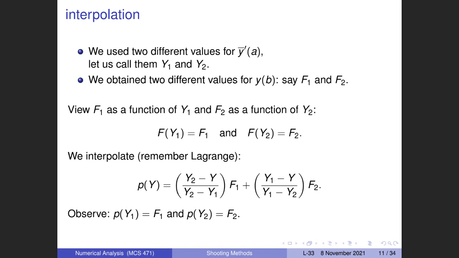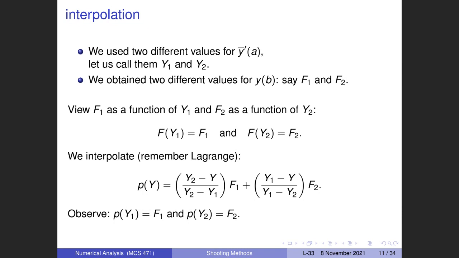If we give it a lower or a higher velocity, we will get closer to one of the values or closer to another of the values. We construct the interpolating polynomial and we can apply Lagrange. You can see from the formulation that if capital Y equals Y2, then the first term disappears and P takes the value of F2. If capital Y equals Y1, then our interpolating polynomial takes the value F1.